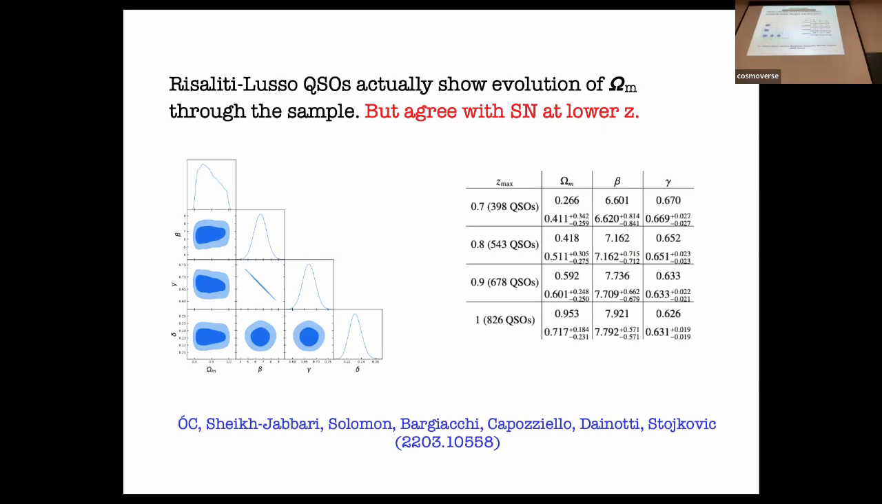So even though the quasar data below z equals 0.7 or 0.8, I think in the paper it's 0.7, people say don't use the data below 0.7 for cosmology, you can get a Planck value. So basically where supernovae and quasars overlap in the same redshift range, they agree on Planck. But then you find an increasing trend in omega M as the effective redshift goes up.